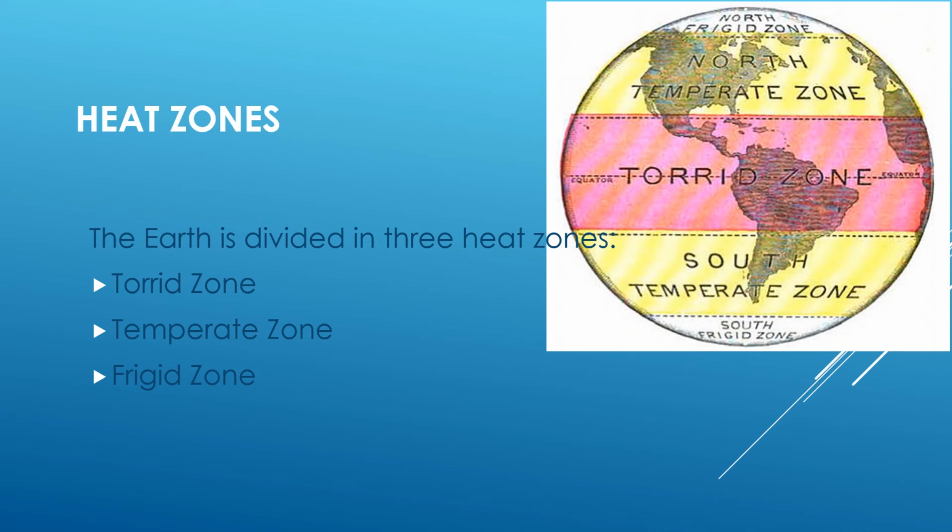Now let us talk about the frigid zone. The north frigid zone lies towards the north between the North Pole and the Arctic Circle. The South Frigid Zone lies between the South Pole and the Antarctic Circle. Now let us read about them one by one.